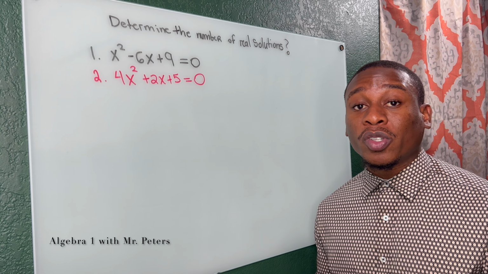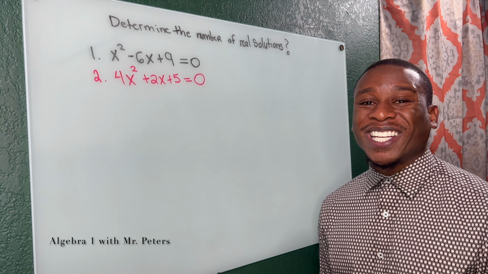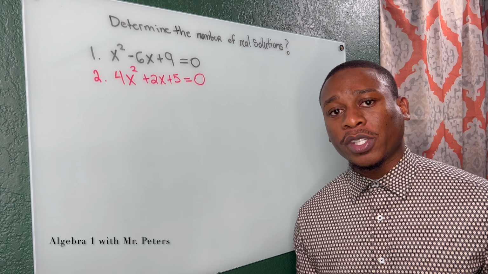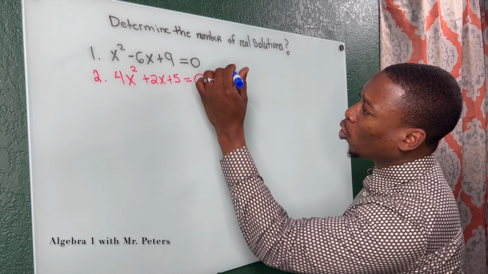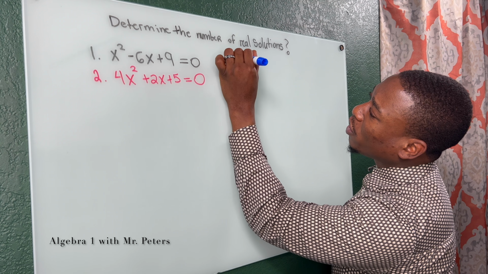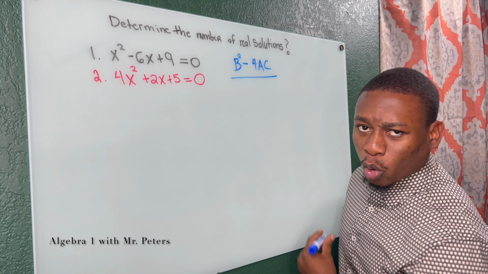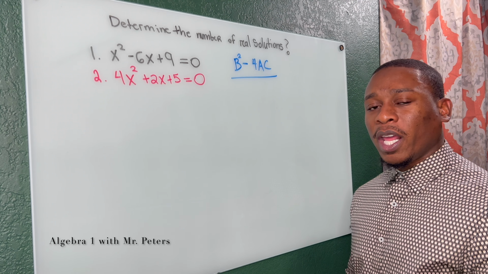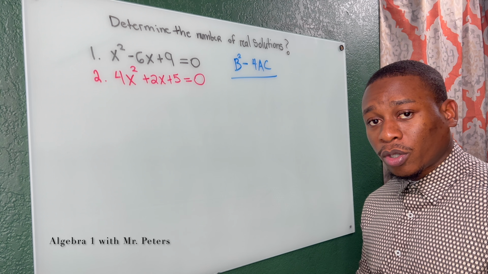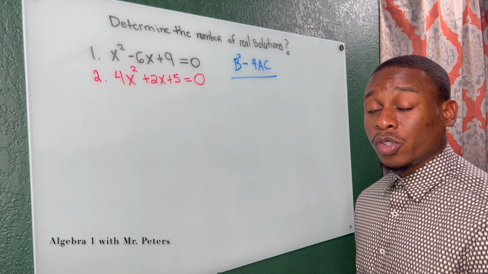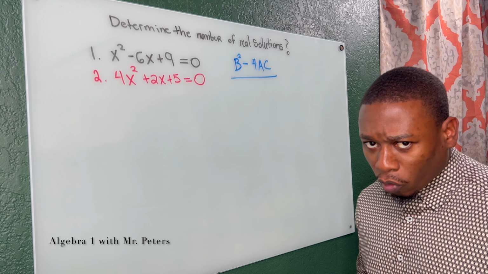In today's video, I'm going to show you guys two different methods on how to determine the number of real solutions we have from a quadratic equation. As we start this video out, we're specifically focusing on the discriminant formula, which is b squared minus 4ac. That's a quick way for us to determine, right? If our answer is greater than zero, it means we have two real solutions. If it's equal to zero, we have one real solution. And if it's less than zero, no real solutions.